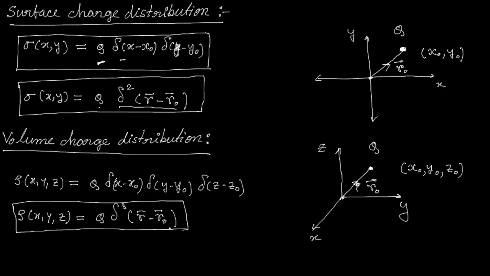Other position charge density will be 0. So what will be the benefit by representing a point charge as a continuous charge? That we'll see later when we talk about Gauss divergence theorem. We'll see there some example.